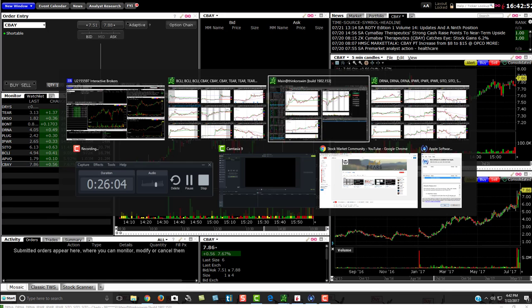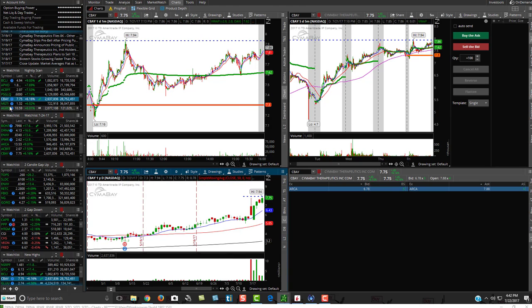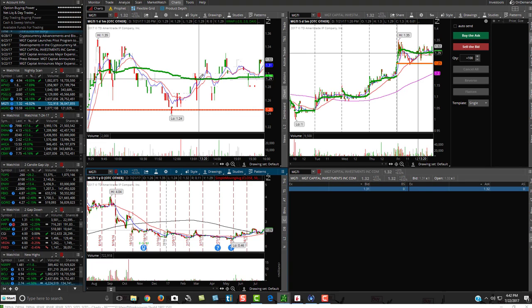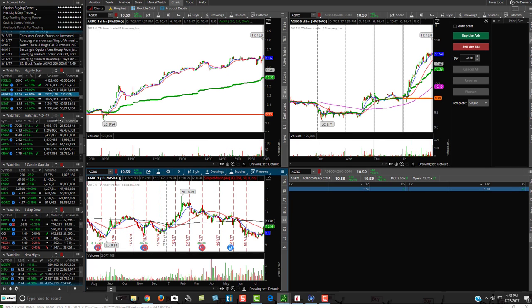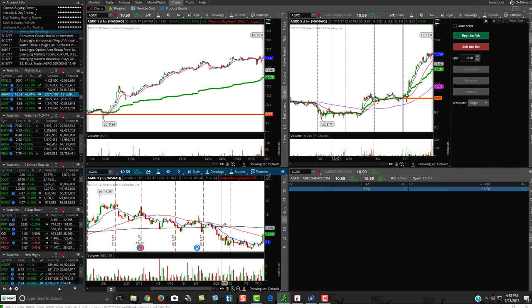All right, MGTI, kind of choppy, not enough volume. AGRO, that one will go on the watch list. Lots of volume, did hold its highs. Some potential resistance up here, that 1105 range. So see if it goes up there and pulls back or if it keeps going up. But I will definitely put that one on the watch list. AGRO.